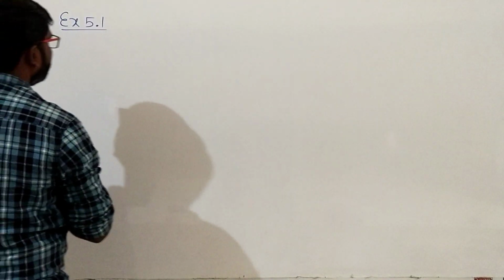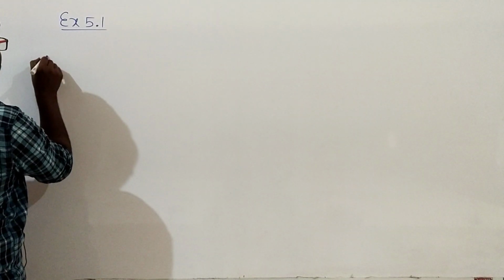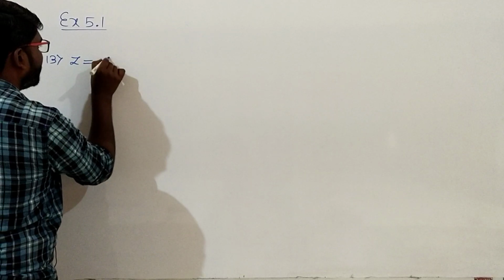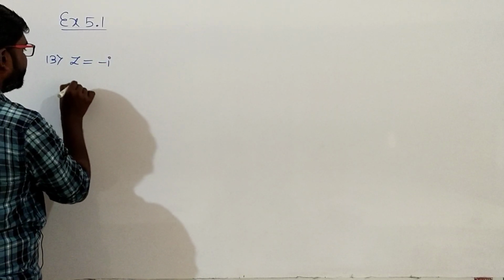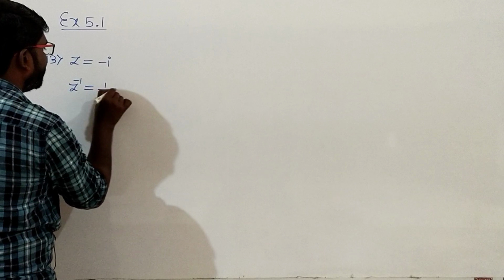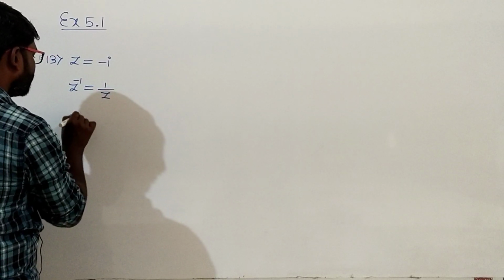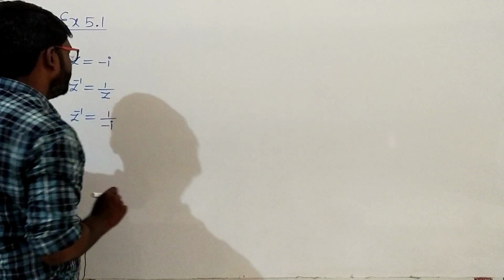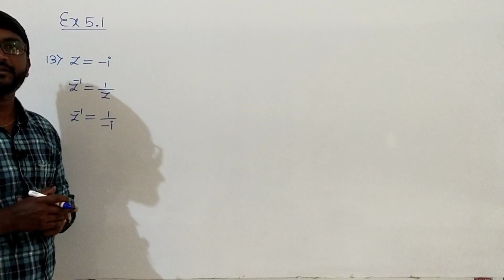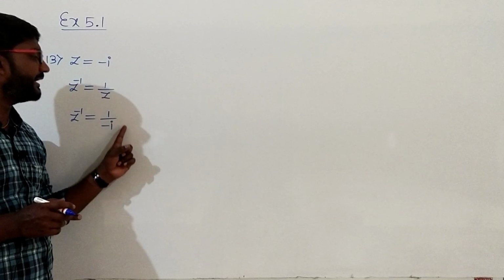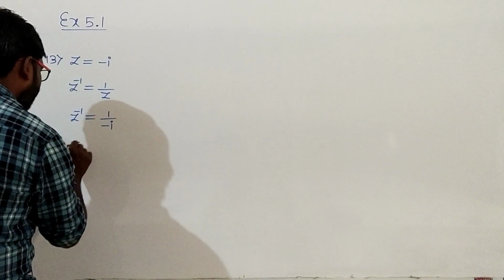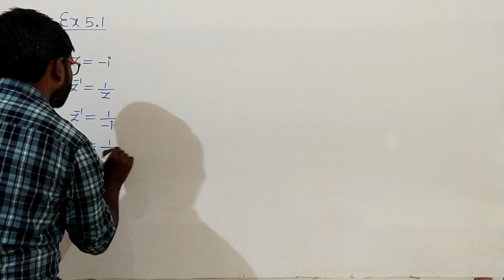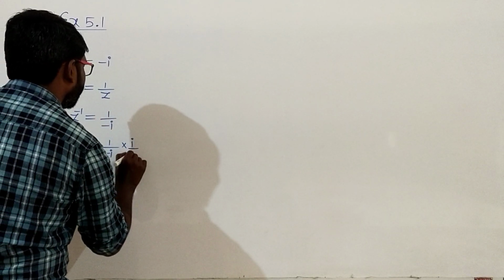Well, let us solve the 13th one, it is minus i. z is equal to minus i. Now we will have to go for z inverse, that is 1 by z. So z inverse is equal to 1 by minus i. We should not have an i term in the denominator. So in order to eliminate this, we have to multiply and divide by i. z inverse is equal to 1 by minus i, multiply and divide by i.